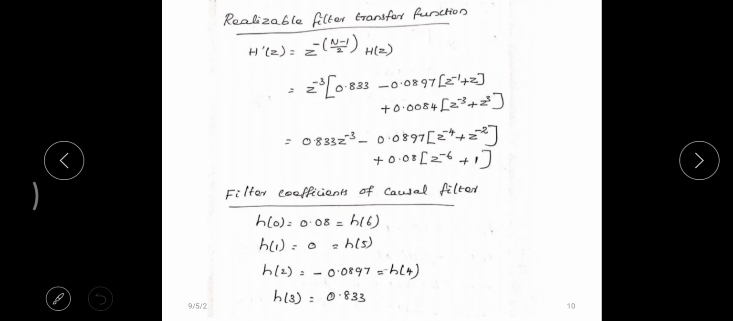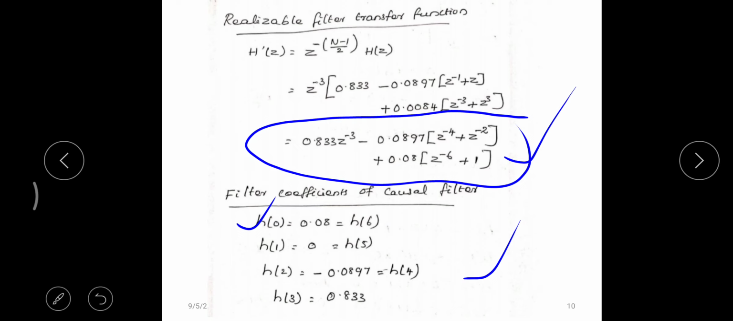Now, the last step. After getting this h dash of z, from this I can find the filter coefficients. The coefficient of z power 0 is h of 0. The coefficient of z power minus 1 is h of 1. The coefficient of z power minus 2 is h of 2. The coefficient of z power minus 3 is h of 3, and so on. So from this transfer function I have written these values: h of 0, h of 1, h of 2, h of 3, h of 4, h of 5 as well as h of 6.